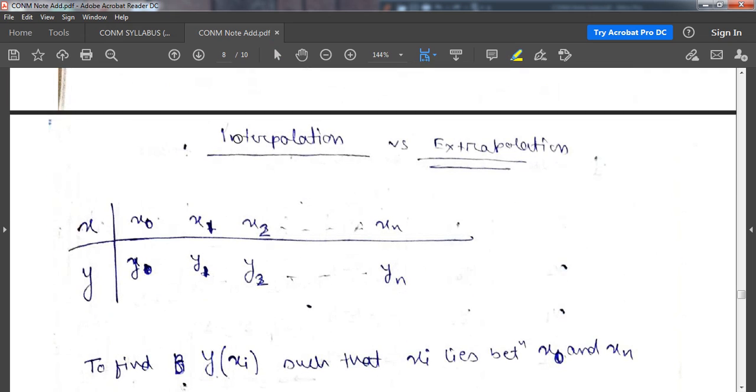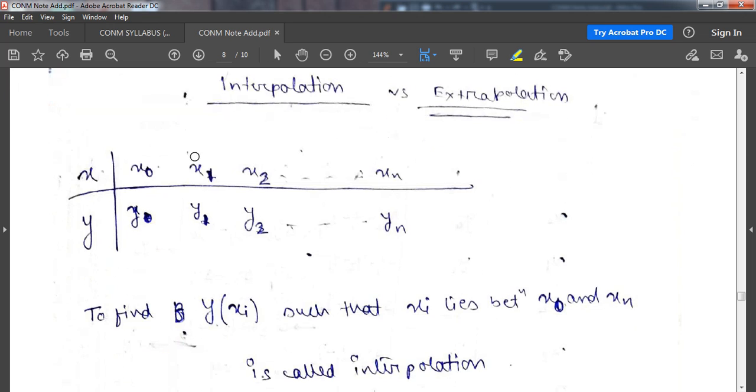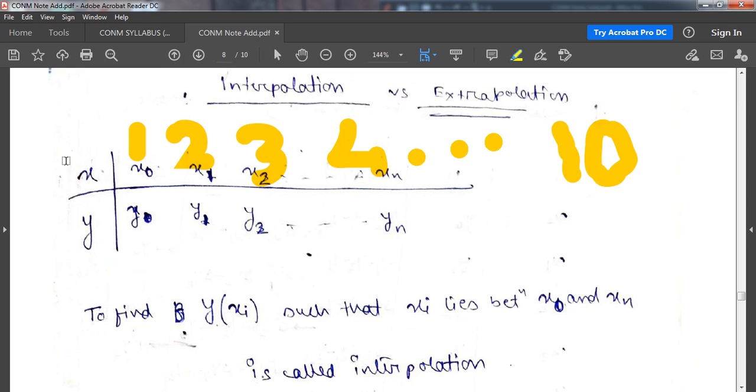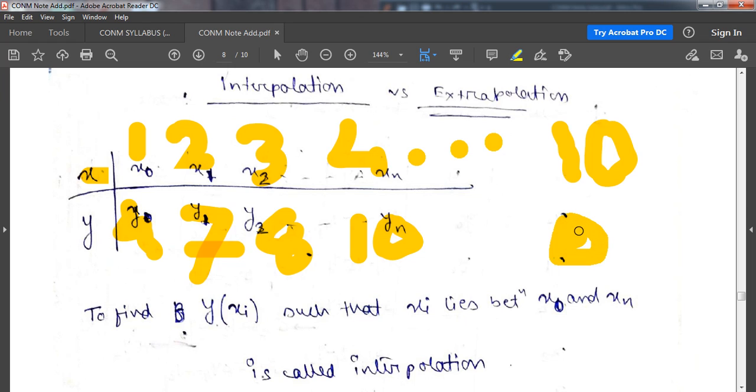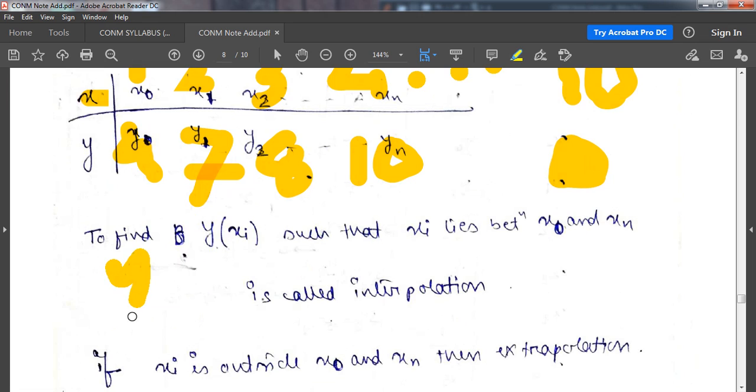Now, what is the difference between interpolation and extrapolation? In very simple terms, suppose we have a data set. Suppose this x, I'm taking equal intervals. See, x naught is 1, this is 2, this is 3, this is 4, and in this way I am having till 10. These are the values of x. Now, for 1, suppose my y value is 4. For 2, my y value is 7. For 3, it is 8. For 4, it is 10. And for 10, suppose my y value is 0.